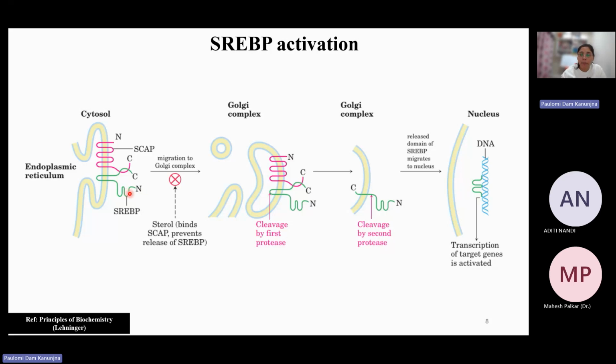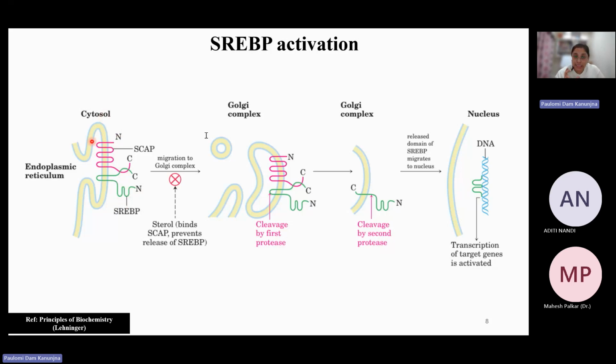So the SREBP molecule is here. It's in the ER. While it is bound here, it cannot go and bind to the DNA. So something has to happen such that it detaches itself, and the protein that is able to bind to the DNA sequence is able to access the DNA. So how is that happening?